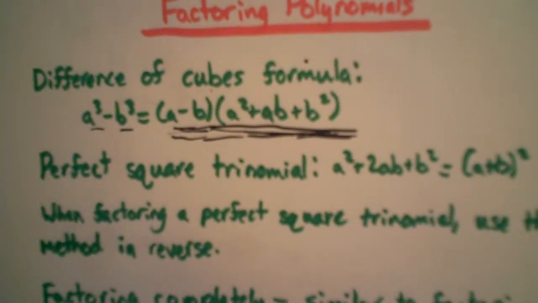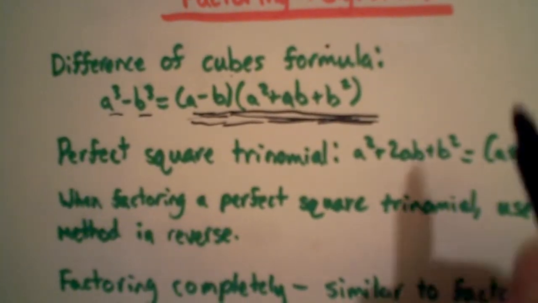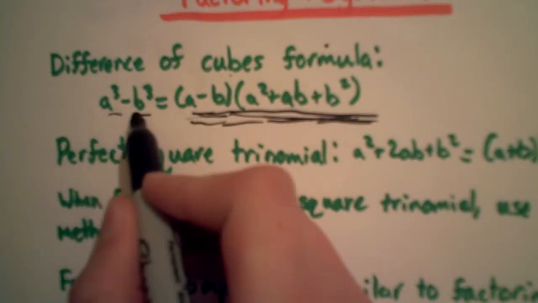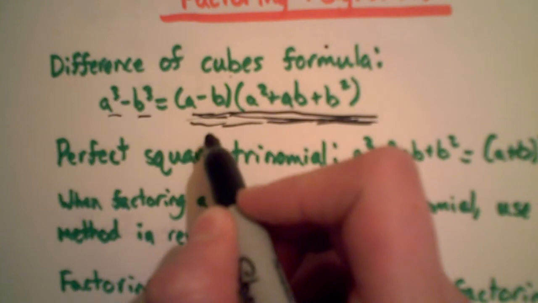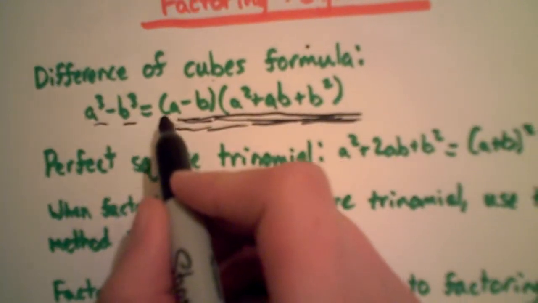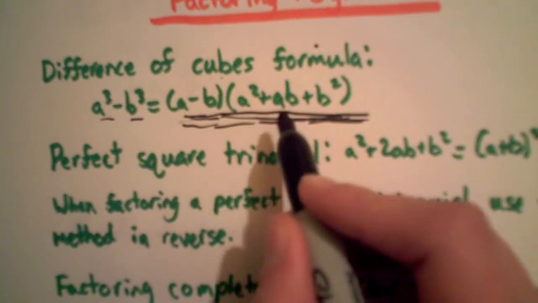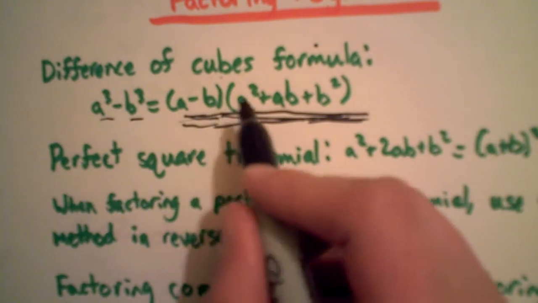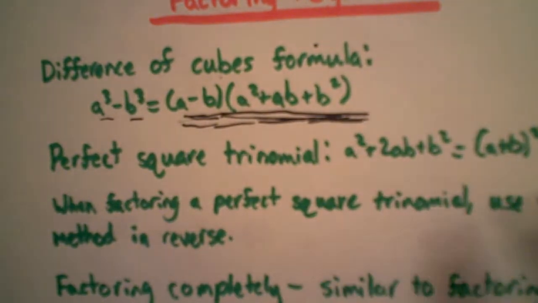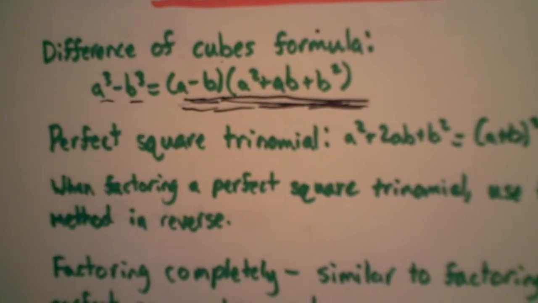Factoring polynomials. When you have two cubes subtracted from each other, like a cubed minus b cubed, you have to put it into a format to factor it. It looks like (a minus b)(a squared plus ab plus b squared), and that is how you would factor a difference of cubes problem.